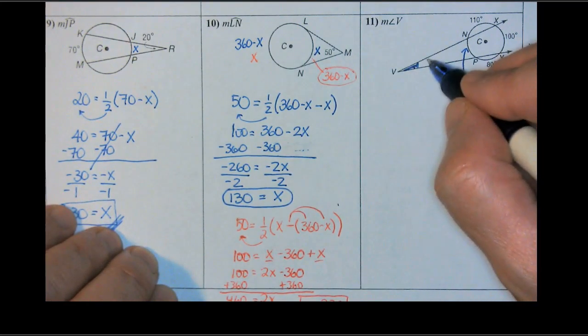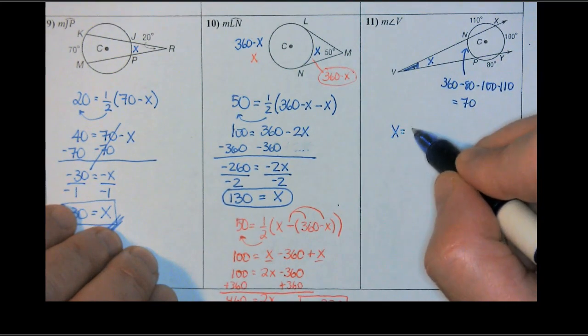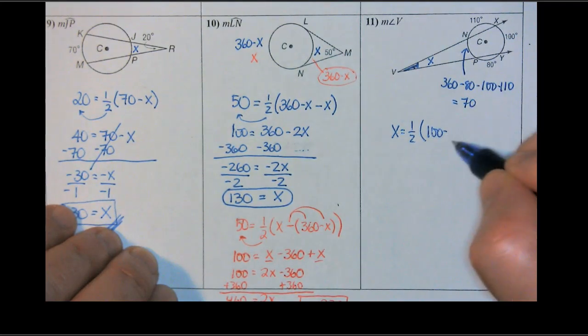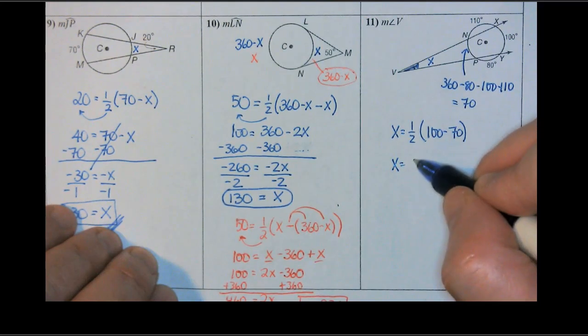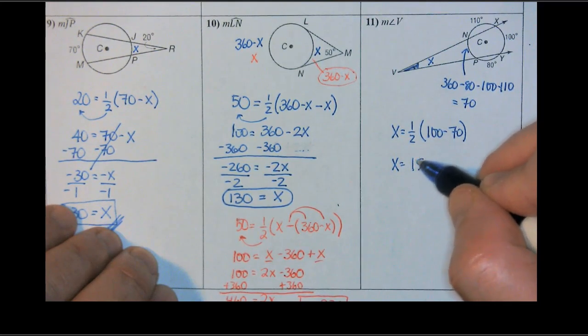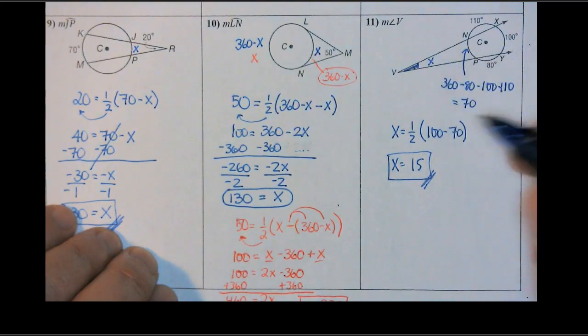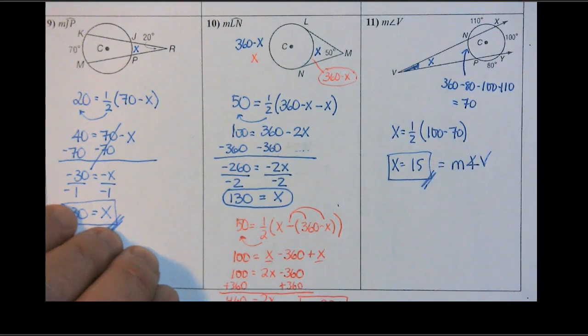So basically, let's call this guy x. So x equals 1/2, the bigger arc 100 minus the 70. So 100 minus 70 is 30 times 1/2 is 15. So the missing angle right there, the measure of angle V is 15.